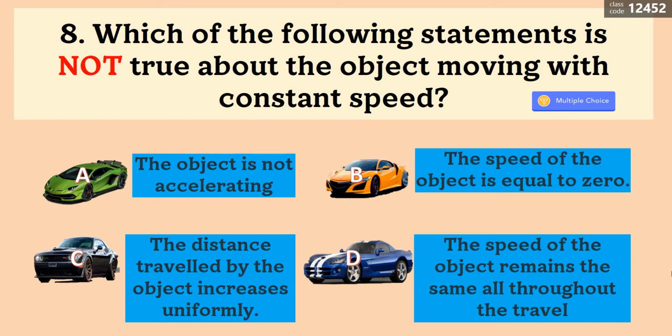Which of the following statements is not true about the object moving with constant speed? A, the object is not accelerating. B, the speed of the object is equal to 0. C, the distance traveled by the object increases uniformly. Or D, the speed of the object remains the same all throughout the travel.